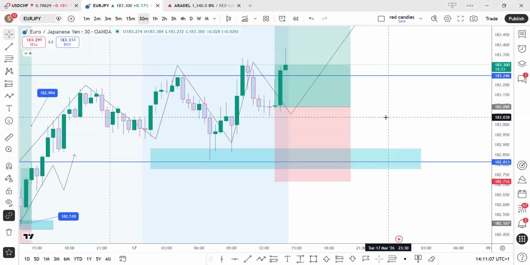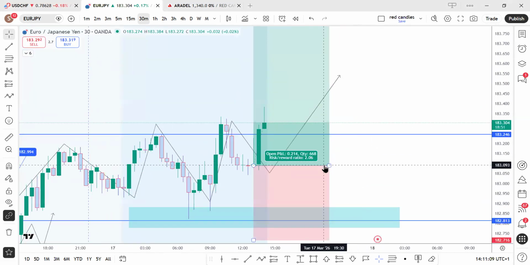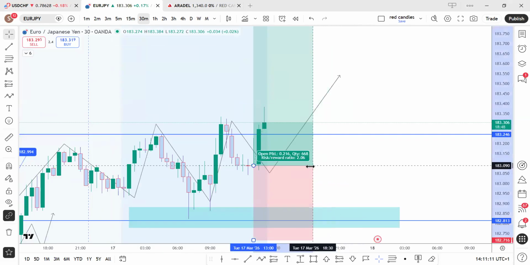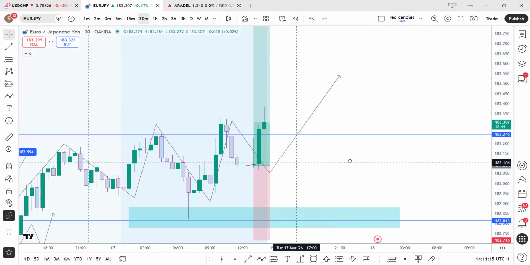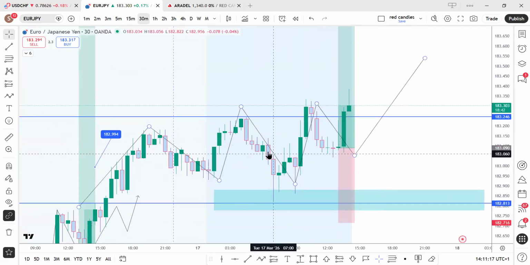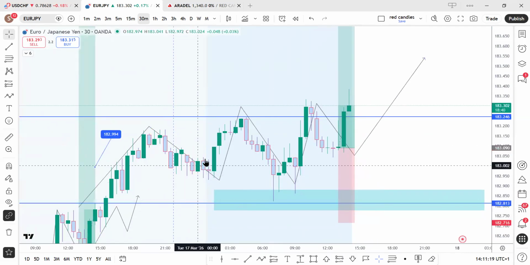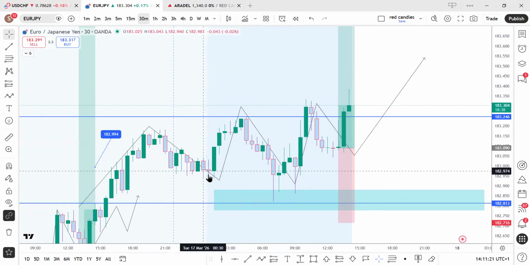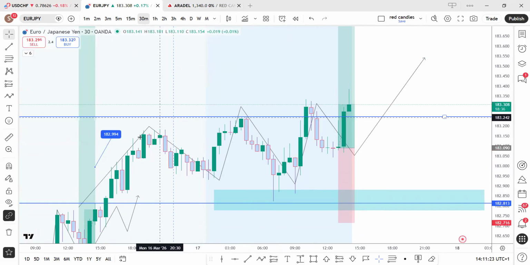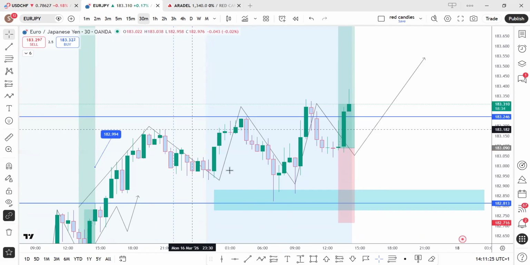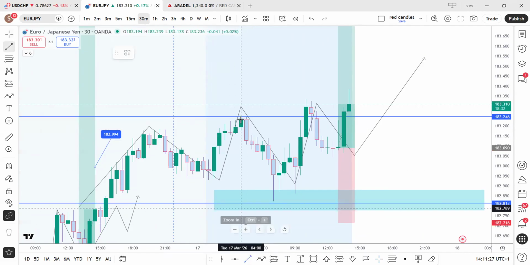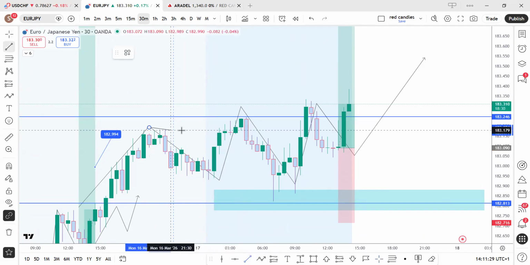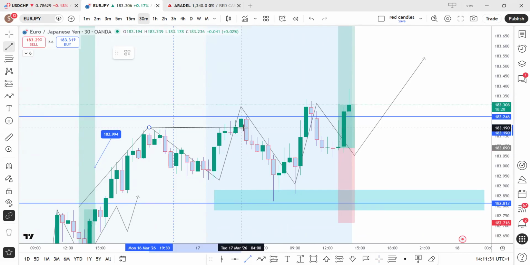Euro JPY. Okay, I have the buy here. Let me just squeeze this one in so it doesn't obstruct what we're doing. Okay, so what did price do overnight? It came up, pushed down, went up again, gave us a nice break of structure right there. Let me mark that one out for us. So we had the break of structure there.